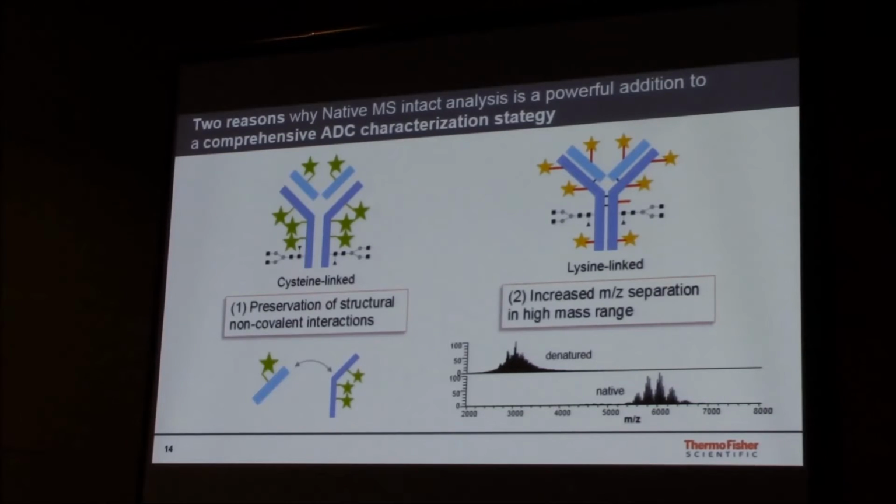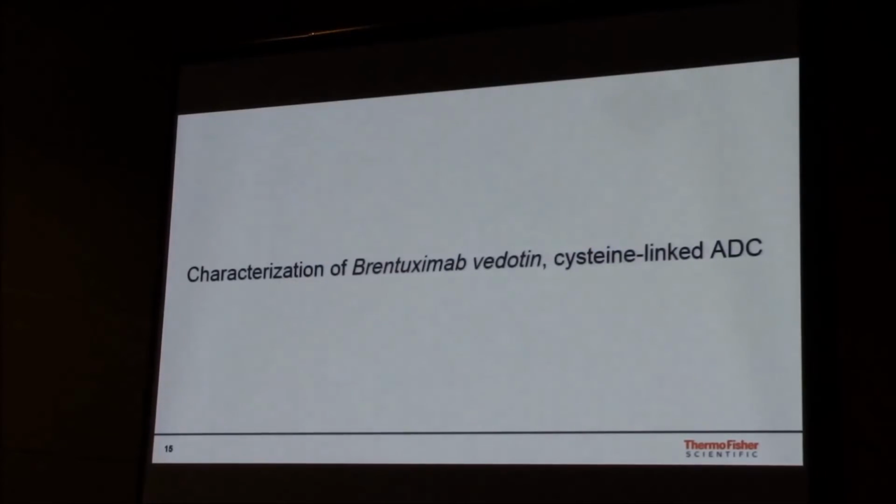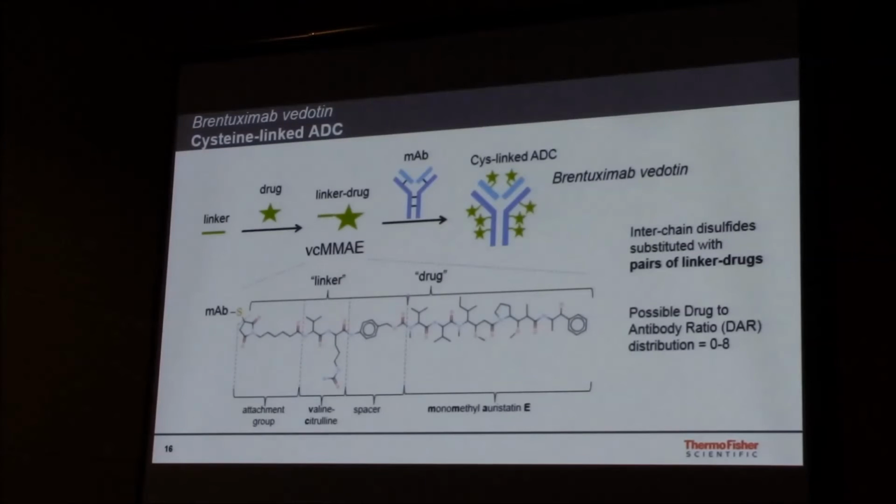So I'm going to start off talking a little bit about this cysteine-linked ADC, and then we'll see how this applies to our lysine-linked ADC. Brentuximab vedotin, this is the generic name for Adcetris, which is a cysteine-linked ADC. In this case, these drugs are typically made using a linker and a drug, which is conjugated to each other, and then this linker drug is conjugated onto the antibody. So this is the fully saturated form, but there are intermediate forms which also exist.